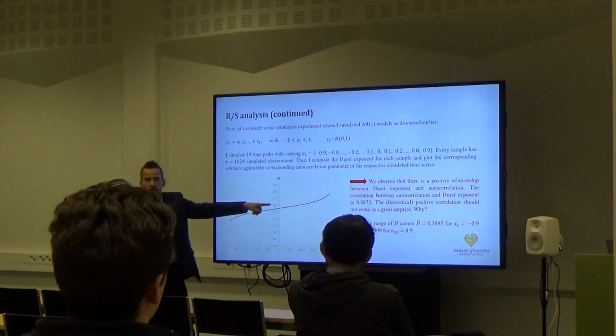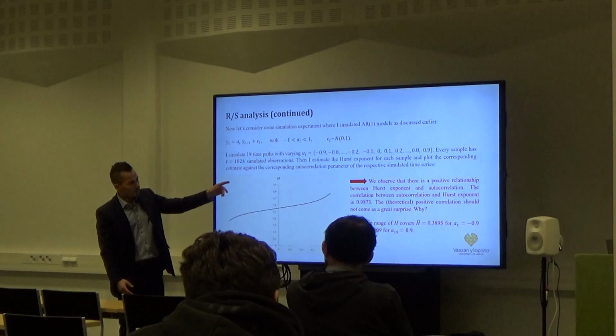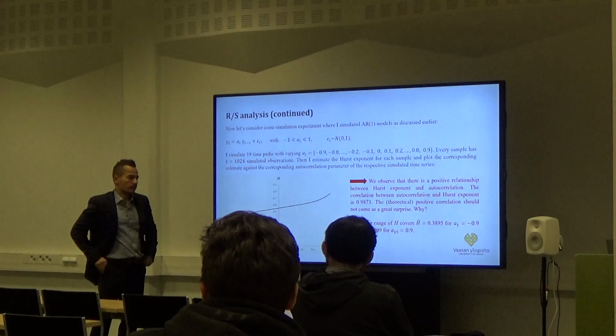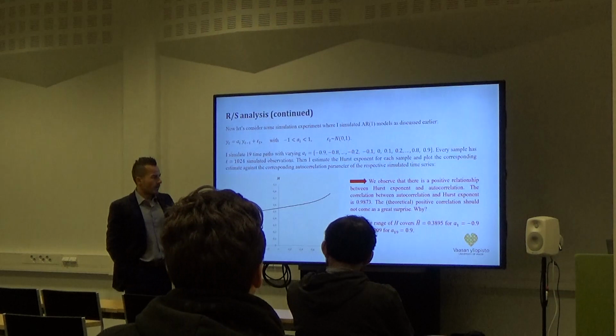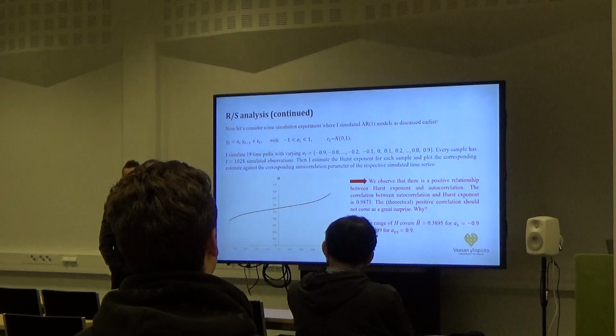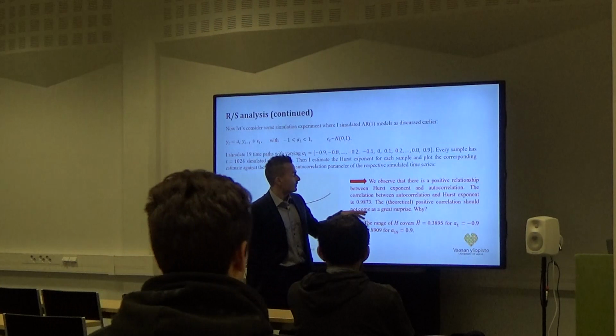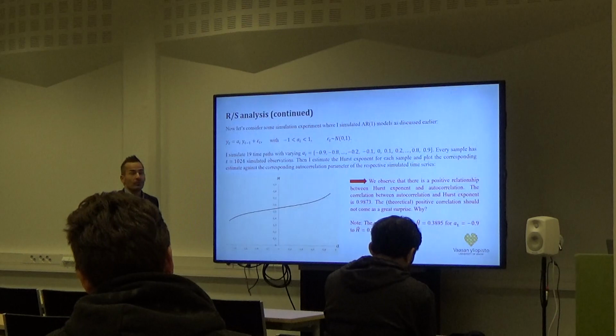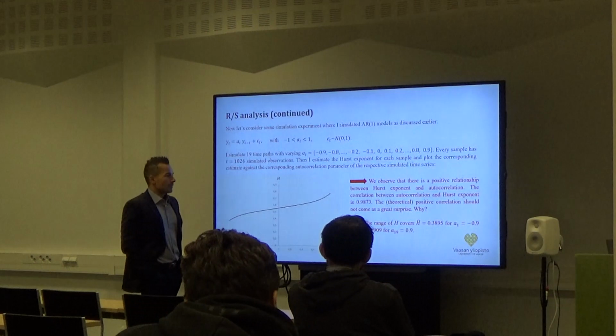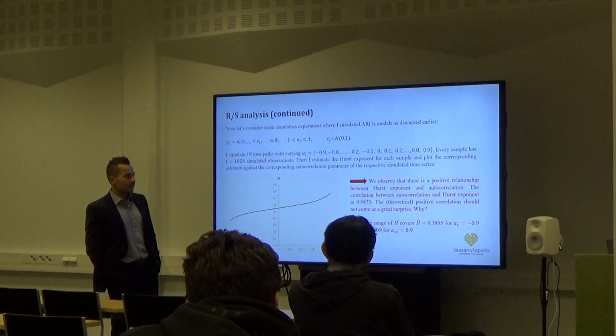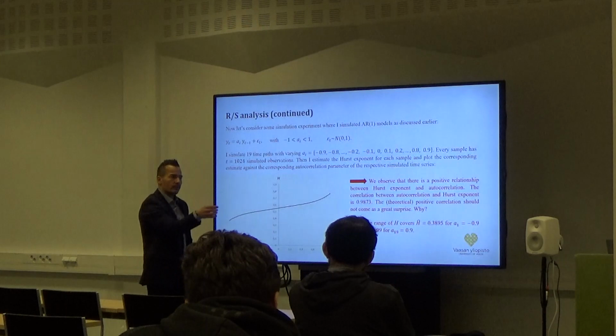Here, I plot the Hurst exponent depending on the autocorrelation parameter. And it's maybe not surprising that they are positively correlated. So the Hurst exponent and the autocorrelation parameter are positively correlated. The correlation between H and A is 0.99 in rounded figures, so almost perfectly correlated. But we see that the range does not cover the whole range that the Hurst exponent can cover.